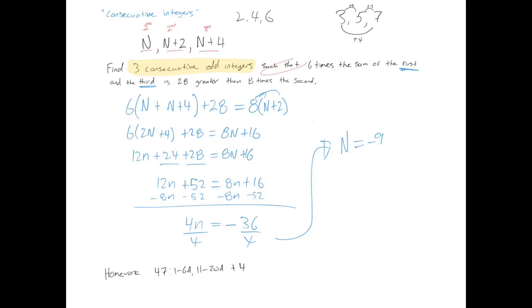Now that's not my answer, that's just the smallest of the 3 consecutive odd integers. I'm trying to look for the 3 consecutive odd integers. So negative 9 is my smallest one. Then I'm going to say negative 9 plus 2, which would be negative 7. And then negative 9 plus 4, which would give me negative 5. Those are my 3 consecutive odd integers.